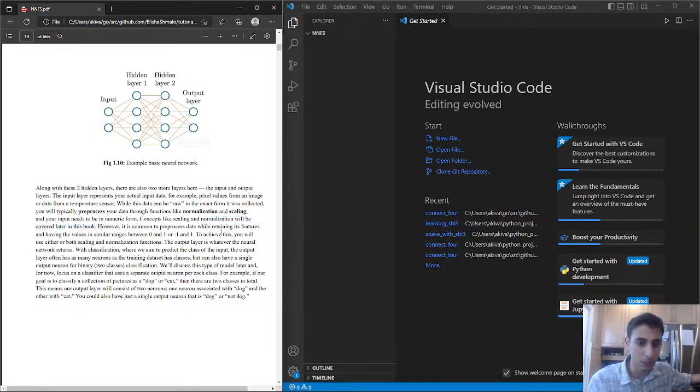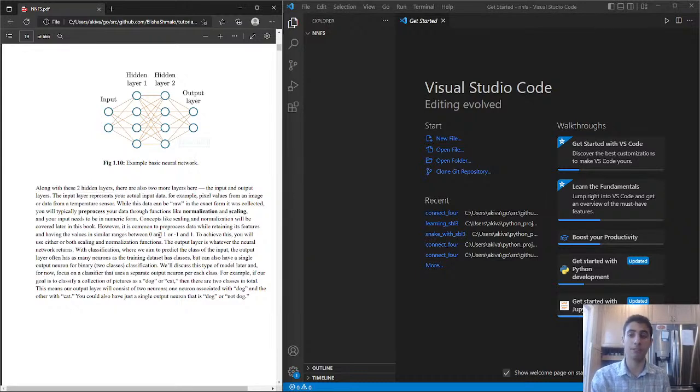However, it's common to pre-process data while retaining its features and having the values in similar ranges between 0 and 1. So basically, when you have, let's just say, pixel values, all pixel values in all computers are arranged between 0 and 255. Let's just say it's black and white. So every pixel has one value from 0 to 255. We don't want to pass that into our neural network. We don't want to pass a value of, let's say, 230. What we want to do is pass a value between 0 and 1.